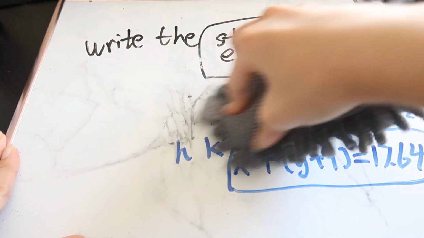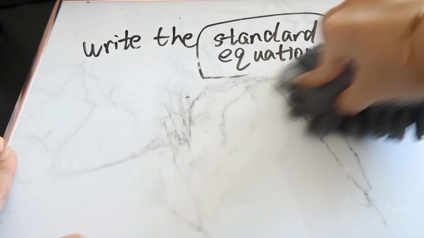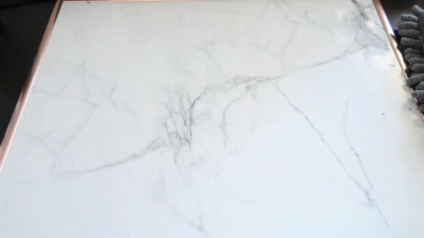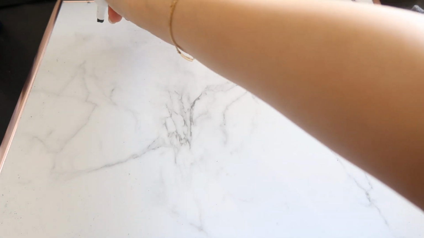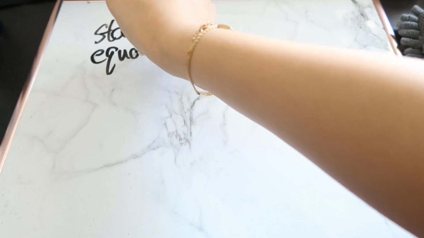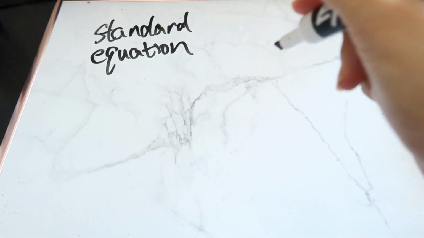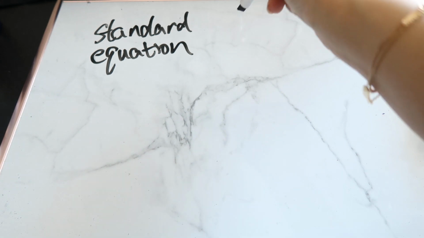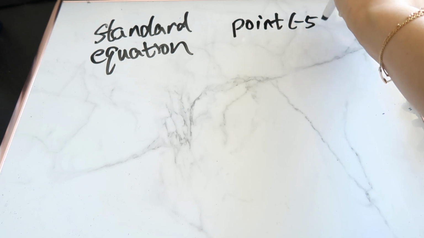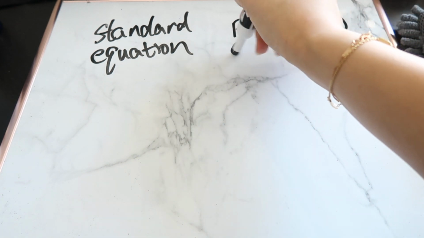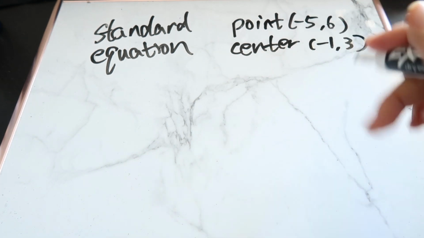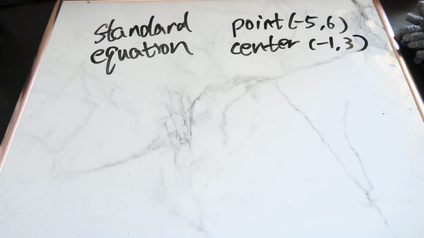Alright, let's move on to the second example. Okay, so example 2, we're still writing the standard equation. But here it's a little bit different. In this case, it tells you the point is at -5 and 6, and your center is at -1 and 3. You see here the difference from the last one is that it doesn't tell you the radius.